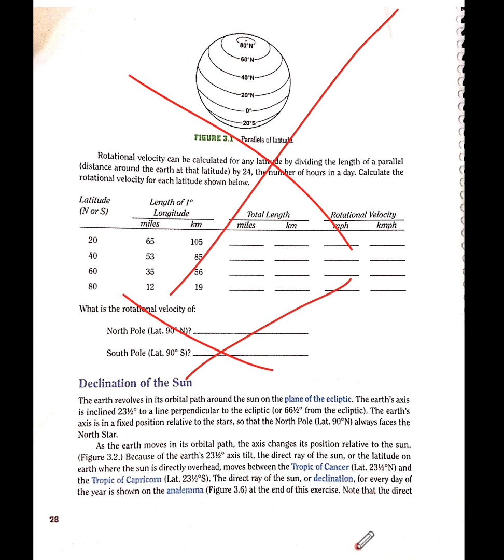So, note that the direct ray of the sun is farthest north in late June, which is the summer solstice, and farthest south in late December, the winter solstice. And then the sun crosses the equator, which is 0 degrees, twice each year, on the March and September equinoxes.